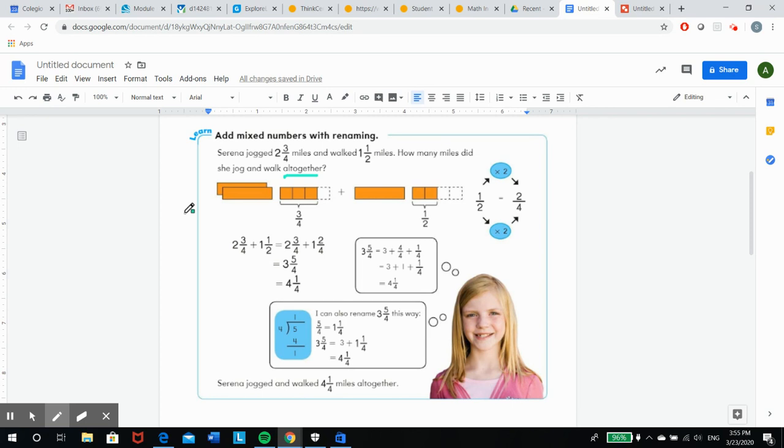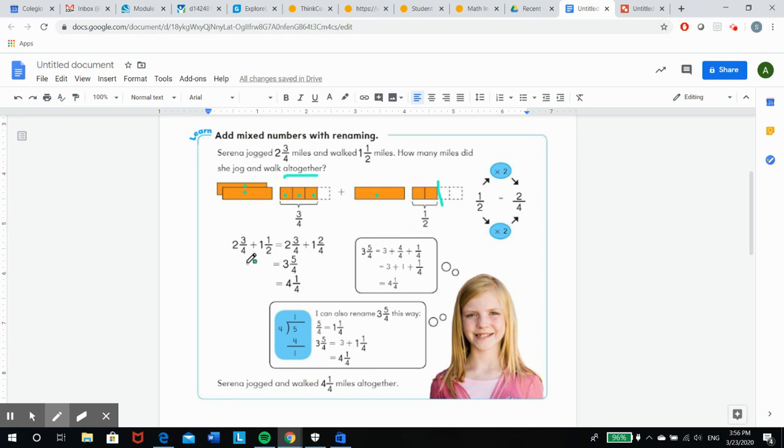But first of all, I want to show you the bar models representing each of these two mixed numbers that we have here. The first one is 2 3/4 miles. I have one whole, two wholes, and 3 pieces out of 4, which are representing the fraction 3/4, plus 1 1/2 miles. I have one whole here, and the half of the second whole, which is 1 1/2.